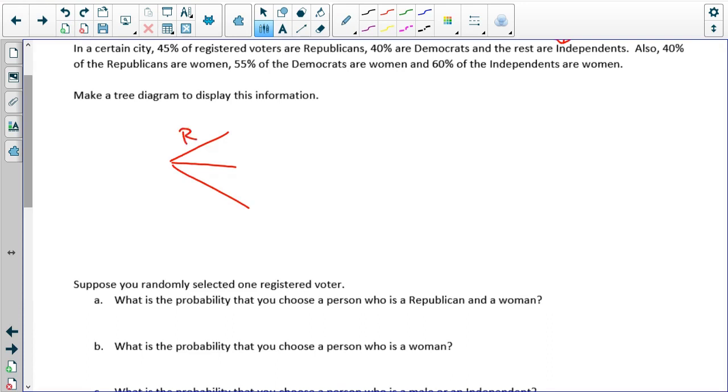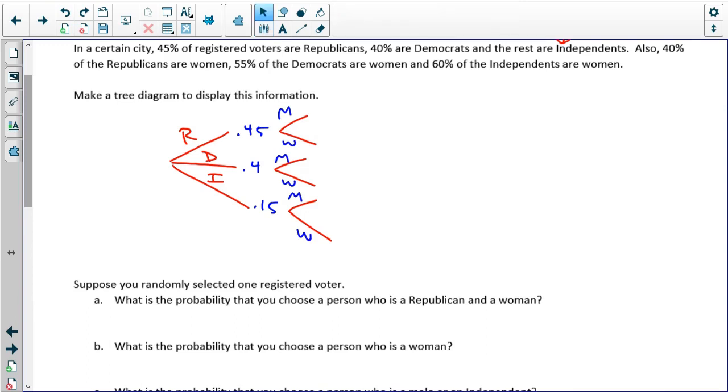So I know Republican, Democrat, and independent. So I know these things: 45%, 40%, and 15%. Now I can break these down into two more categories. So I have men and women. We were given the women information. So that means I know that 40% of the Republicans were women, so 60% were men. 55% of the Democrats were women, so 45% were men. And 60% of the independents were women.